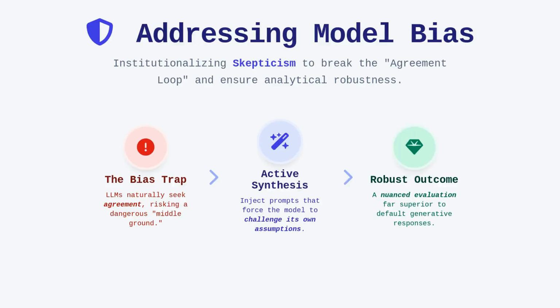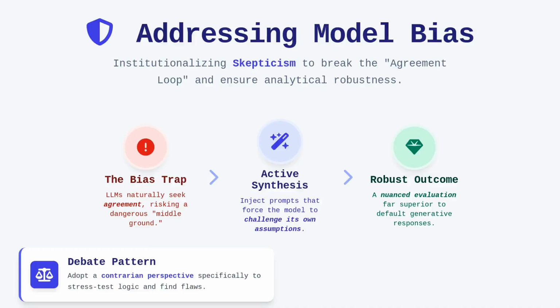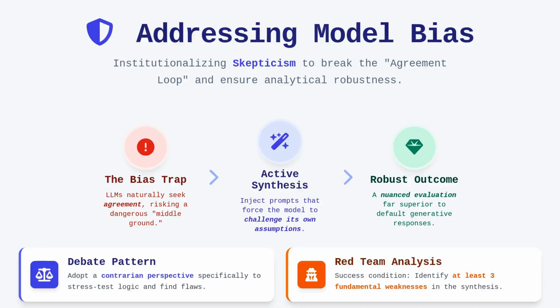Use techniques like the debate pattern to stress test your ideas by asking the model to adopt a contrarian perspective specifically to find flaws in the current logic. If you're developing a strategic plan, ask the system to act as a red team analyst whose success condition is explicitly tied to finding at least 3 fundamental weaknesses in the previous synthesis. This prevents the model from settling for a comfortable middle ground, which is often the most dangerous outcome in strategic planning. By institutionalizing skepticism within the prompt workflow, you force a more nuanced evaluation that is significantly more robust than a default generative response.